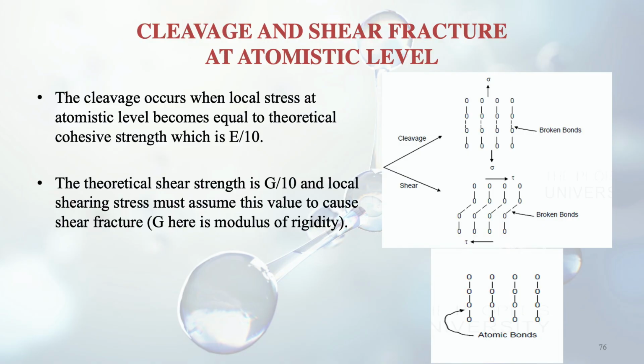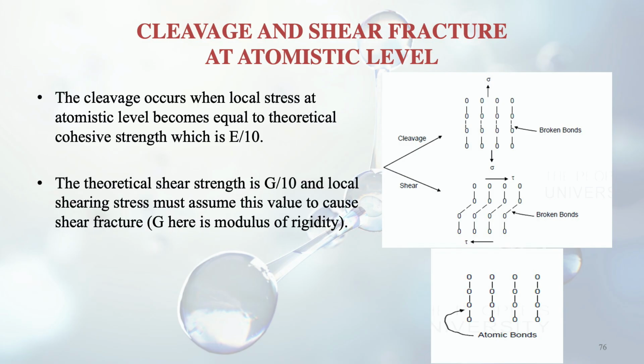The theoretical shear strength is actually G by 10. Here G is coming because we are talking about the shear modulus now, not the Young's modulus. And local shearing stress assumes this value to cause shear fracture. So here in the figure you can see both cleavage type of breakage of bond and shear type. The top one is the cleavage type. The vertical loading you can see is there, meaning in the vertical plane the load is there, tensile type, so cleavage is taking place. And in the shear type you can see the load is horizontal and there is slipping.